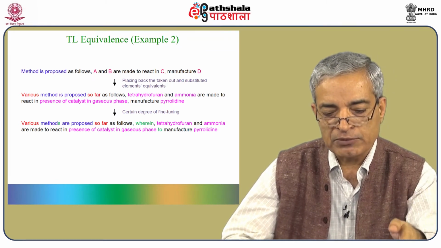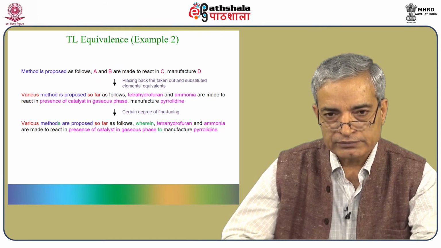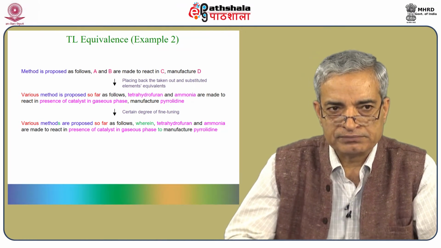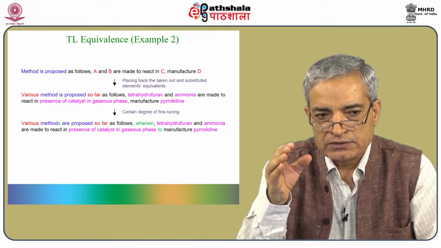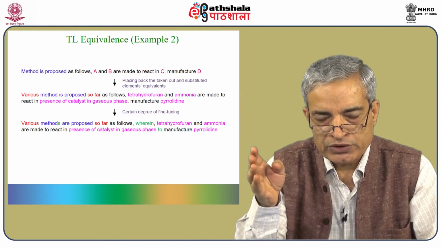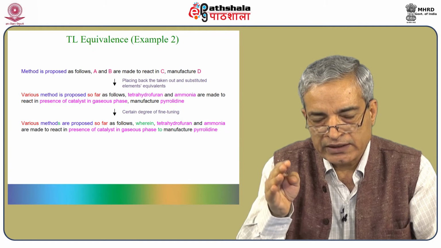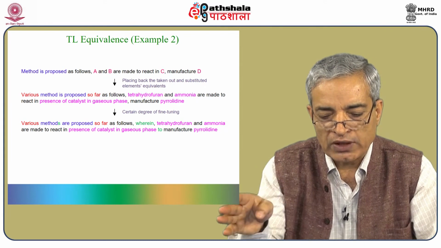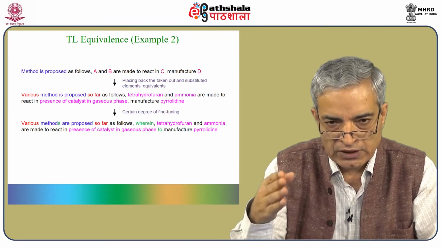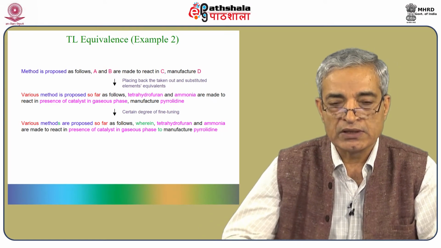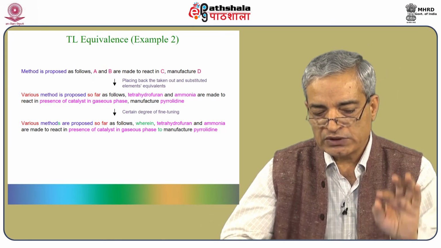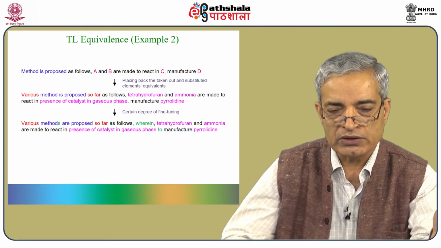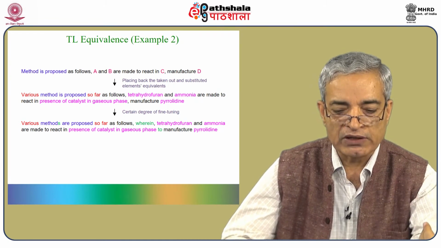So various methods are proposed so far as follows, wherein, now this is a style of transferring the subframes from Japanese to English. If you put wherein, it helps in connecting the subframes or the microframes in a very natural flow: wherein tetrahydrofuran and ammonia are made to react in the presence, maybe better, in the presence of catalyst in gaseous phase to manufacture pyrrolidine. Now if you see, because various was there, method was not correct, so this is a very logical modification. S has been added, is becomes R, is also very logical.